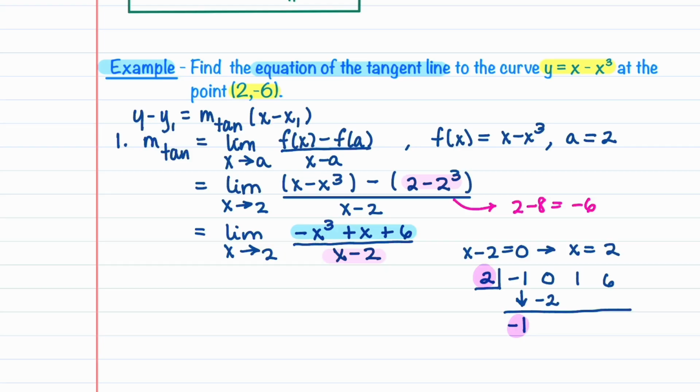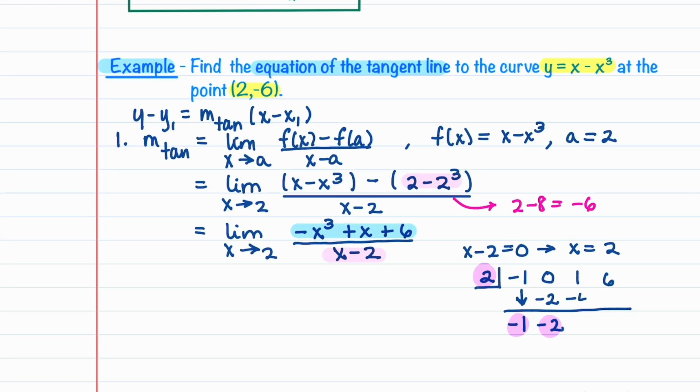Now we add 0 and minus 2, which gives us minus 2. Now we multiply 2 times minus 2, and we get minus 4. Now we add 1 and minus 4, and get minus 3. We're almost done. We multiply 2 times minus 3, and we get minus 6, and that sums to 0. So this tells us that we have minus x squared minus 2x minus 3.